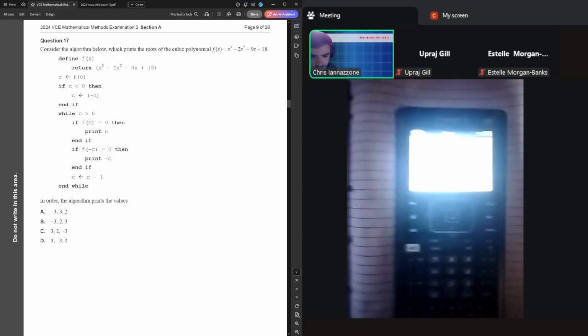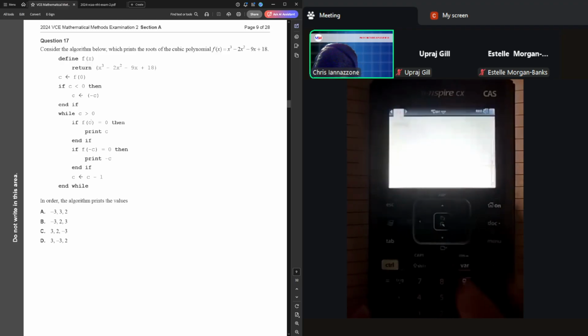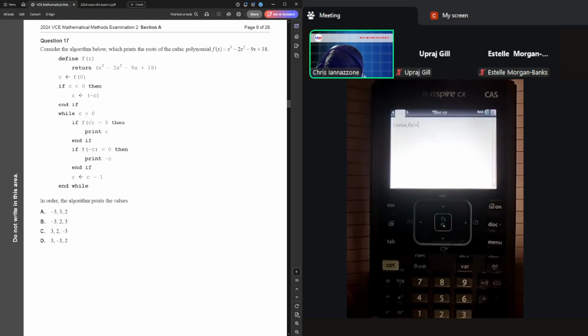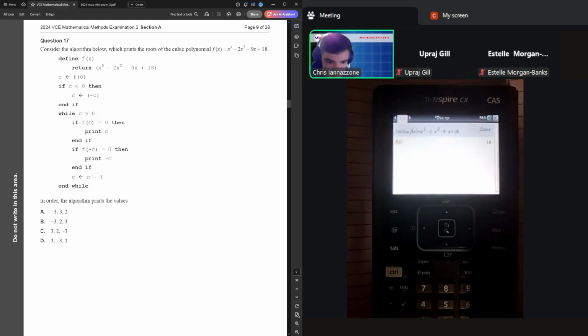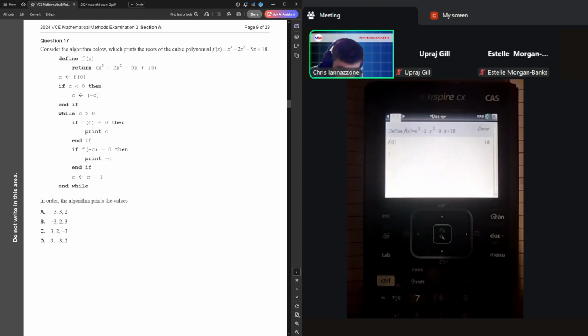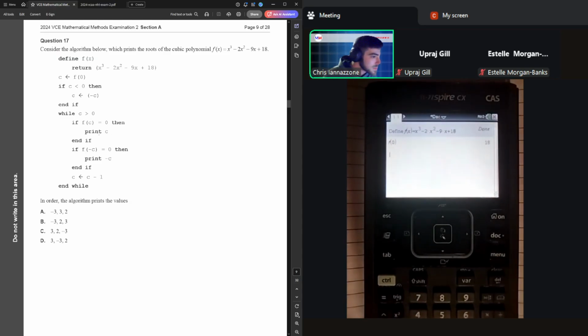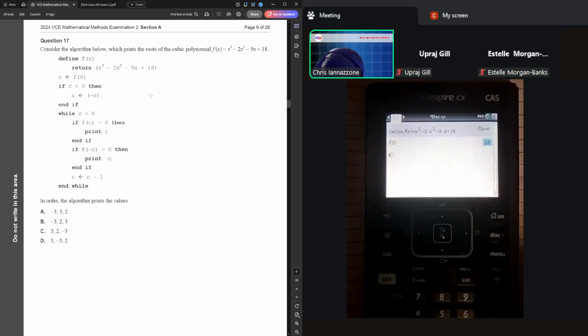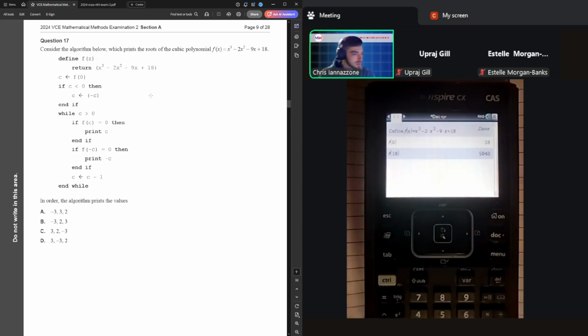So this is where you pull out your CAS. Define f of x equal to that cubic, x to the power of 3 minus 2x squared minus 9x plus 18. Just one quick sanity check to know that yes, f of 0 is in fact 18. At the statement we're currently at, if f of c equals 0, we're essentially just going to plug back in here and see what we get. That is in fact not 0, so the print c statement does not happen.